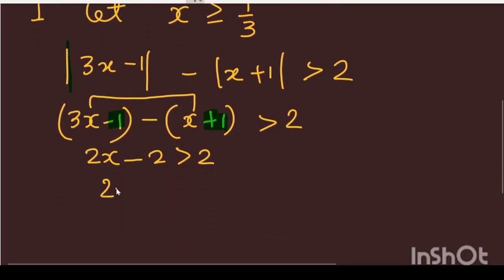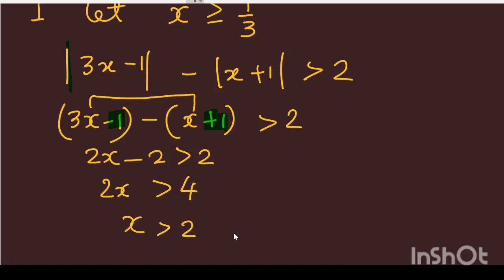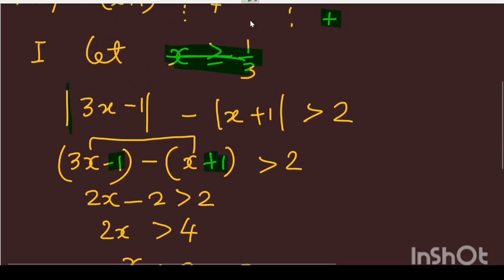So next step, adding 2 both sides, this becomes 4. x greater than 2 we obtained, but what we assumed in the question was x greater than or equal to 1 by 3. So x greater than or equal to 1 by 3, we will take intersection, guys.